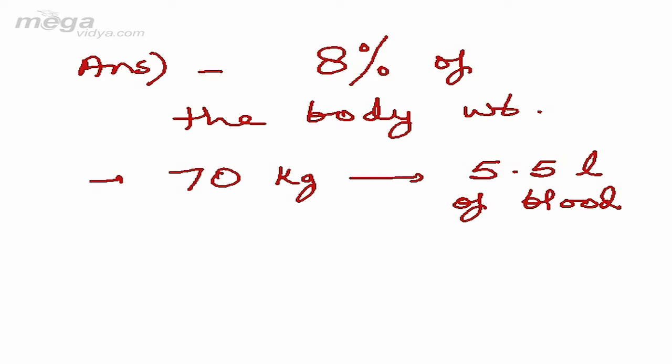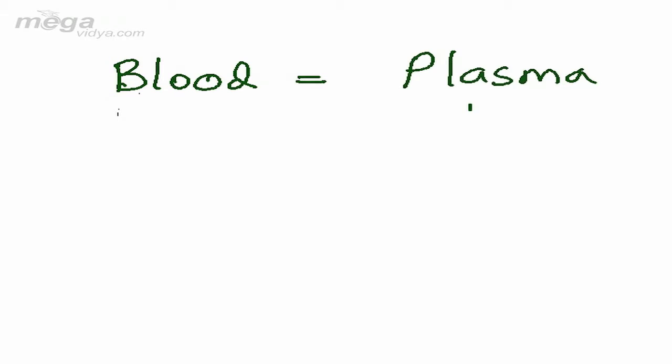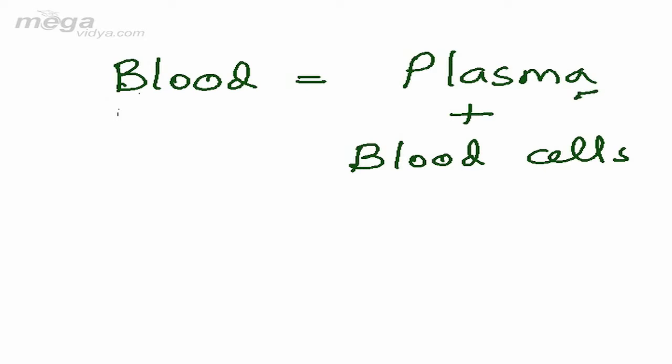So in the entrance, you can get questions in both the forms. Either it can be in terms of percentage, or they can give you a numerical value which will be 5.5 liters, which corresponds to an adult person weighing about 70 kg. Blood consists of 2 parts, a liquid part called plasma and blood cells. Plasma constitutes 55%, whereas blood cells constitute 45% of the total blood.